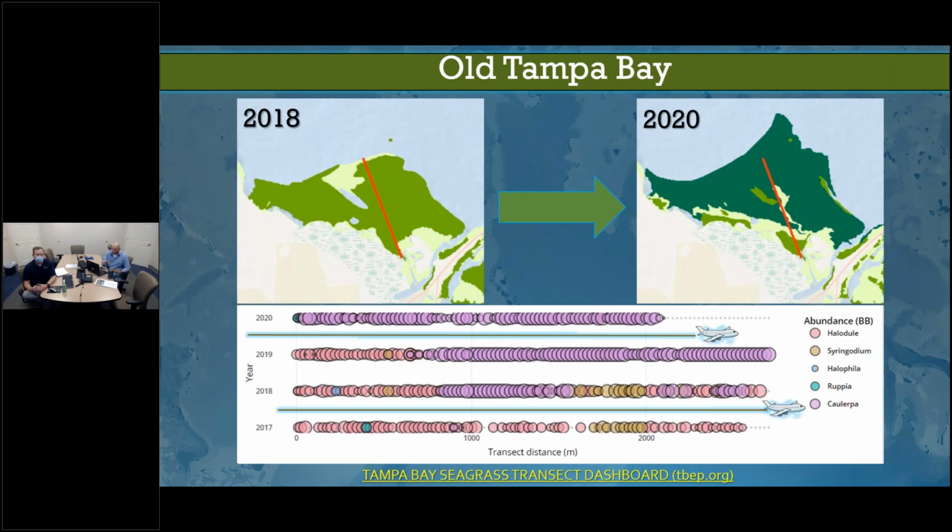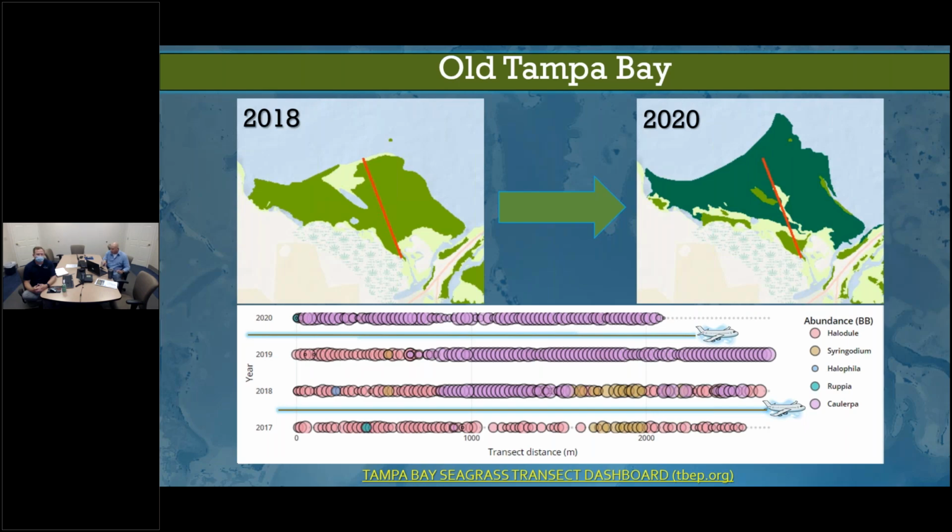So when I first saw this, I went to the transects, and I've got to give props to Marcus for this really cool dashboard. If you haven't seen it or visited it, definitely go to it. The link's right there. It's really a great resource. So that red line that you see is the transect, one of the longest transects we have in Tampa Bay, that is monitored on an annual basis, I believe.